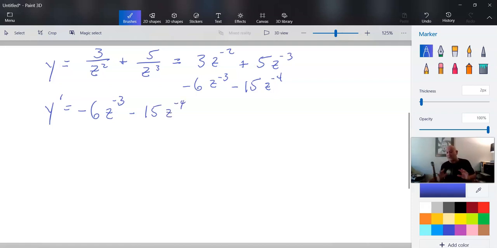Now, I do want to say there's nothing wrong with having negative exponents in your answer. However, there is a convention, especially when there's no context, right? There's no word problem we're working on or anything like that. The convention is to put things back in the form of the original function. You notice the original function doesn't have negative exponents. It just puts the variable in the bottom to make the exponents positive. And so we're going to do the same thing. So this would be negative 6 over z to the 3rd minus 15 over z to the 4th. Right? And that's just manipulating it via algebra.